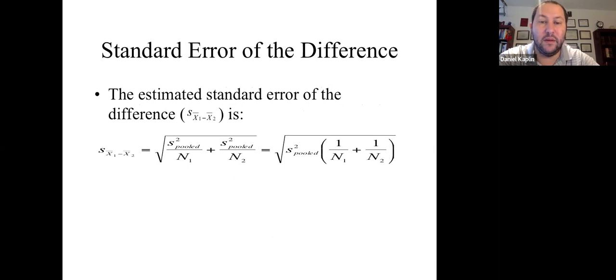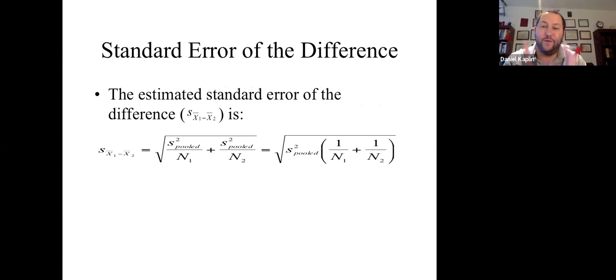And when we put it together, you will take the pooled variance and you're going to divide it by N1. And then you're going to take that pooled variance and then divide it by N2, and you're going to add it up and then take the square root.